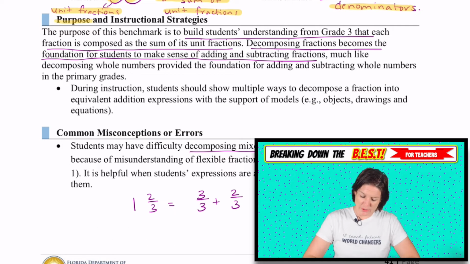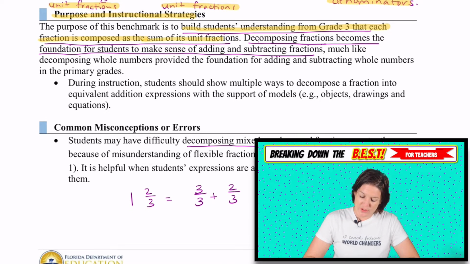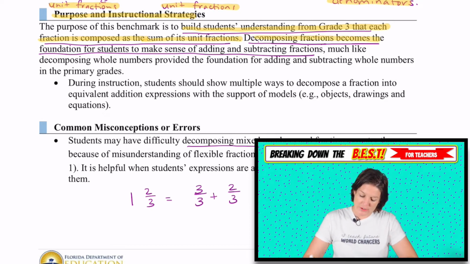All right, purpose and instructional strategies section. So let's see what jumped out at me. It says that the purpose of this benchmark is to build students' understanding from grade 3 that each fraction is composed as the sum of its unit fractions. So that's what they did in third grade. Decomposing fractions becomes the foundation for students to make sense of adding and subtracting fractions. So they definitely need to know that. That's kind of what jumped out at me.